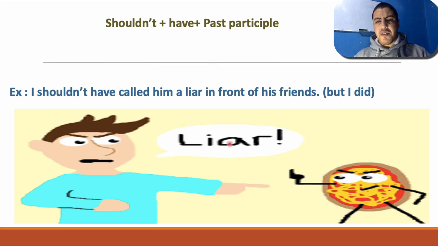Then you will say to yourself, oh my God, I shouldn't have called him a liar in front of his friends. But did you call him a liar in front of his friends? Yes, you did. And it was wrong, and it was foolish, and I regret that. But did you do the action? Yes, I did it, and it was wrong. It was wrong to do the action. So this is all the models that we have here.